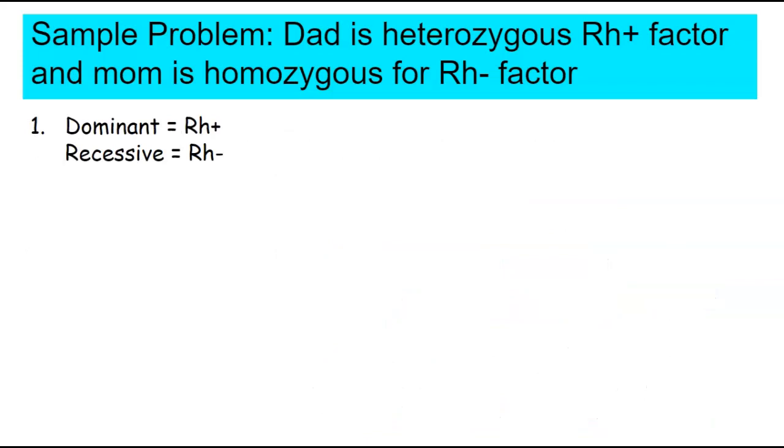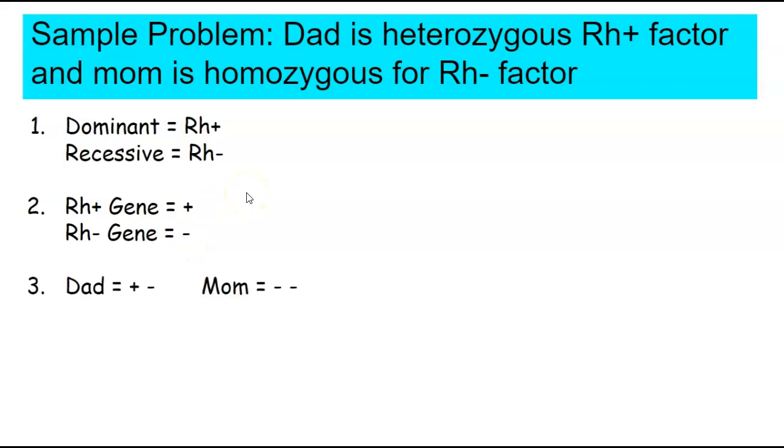So RH positive is dominant, RH negative is recessive. So let's do a sample problem. Dad is heterozygous for RH positive factor, and mom is homozygous for RH negative factor. So dominant, always going to be RH positive. Recessive is always going to be RH negative. The positive gene, we're just going to use a plus to symbolize it. The negative gene, we're going to use a minus. Dad is heterozygous, meaning he's going to have one of each, a plus and a minus. And mom is just going to be minus minus because she has two of the same.